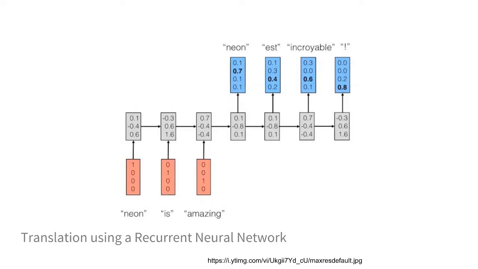And these kinds of neural networks are commonly used to power translation, among other things. So Google Translate uses a very high-powered version of this to tell you that the French version of neon is amazing is néant est incroyable, something like that.